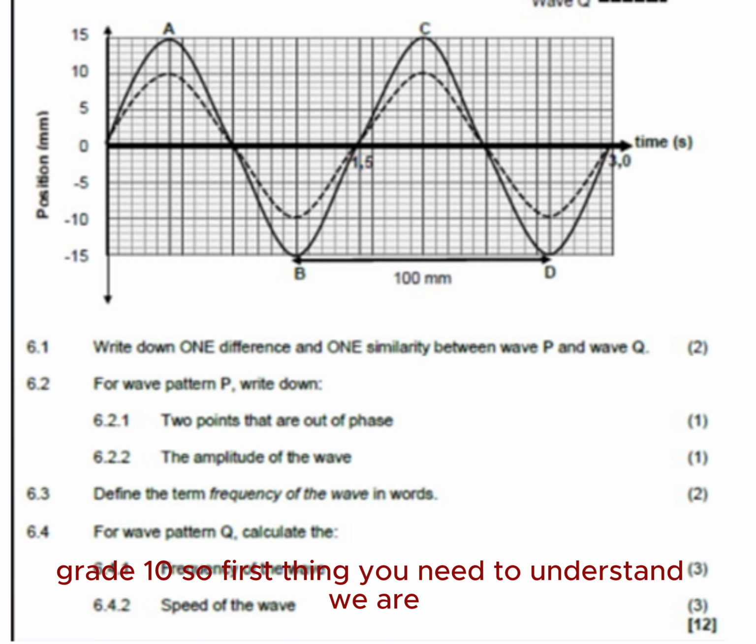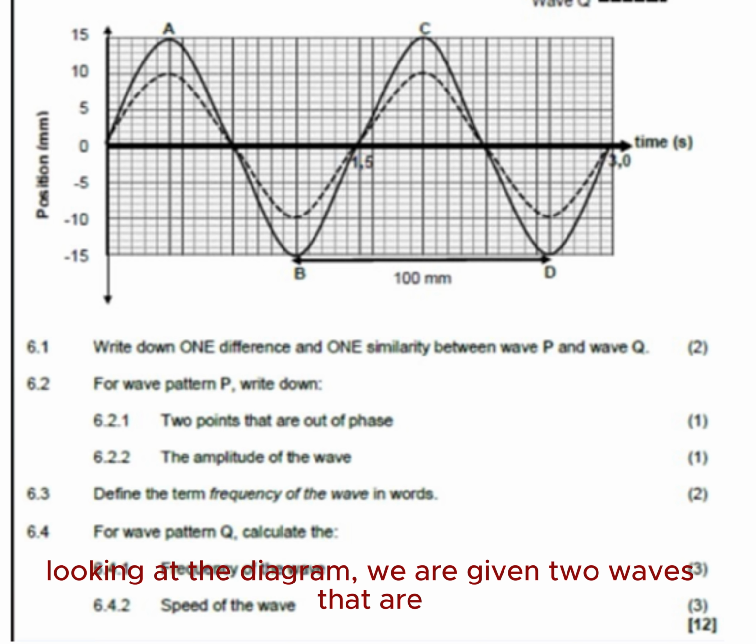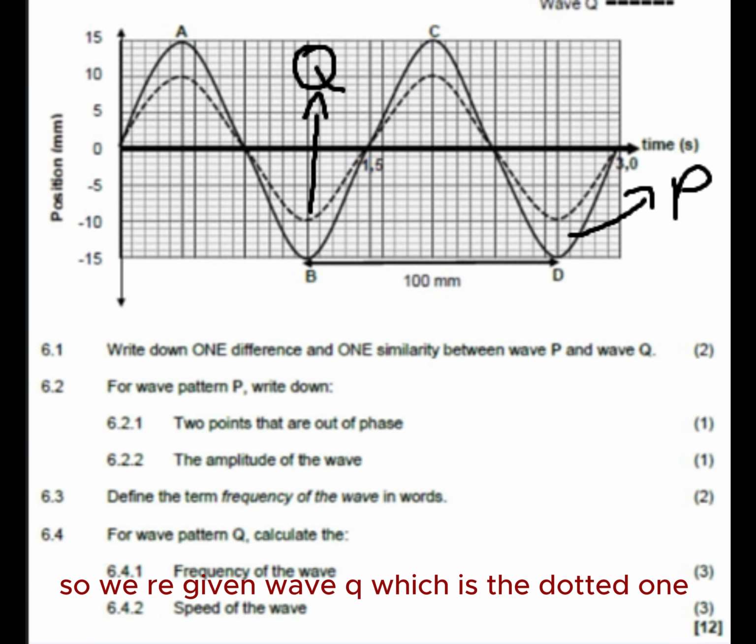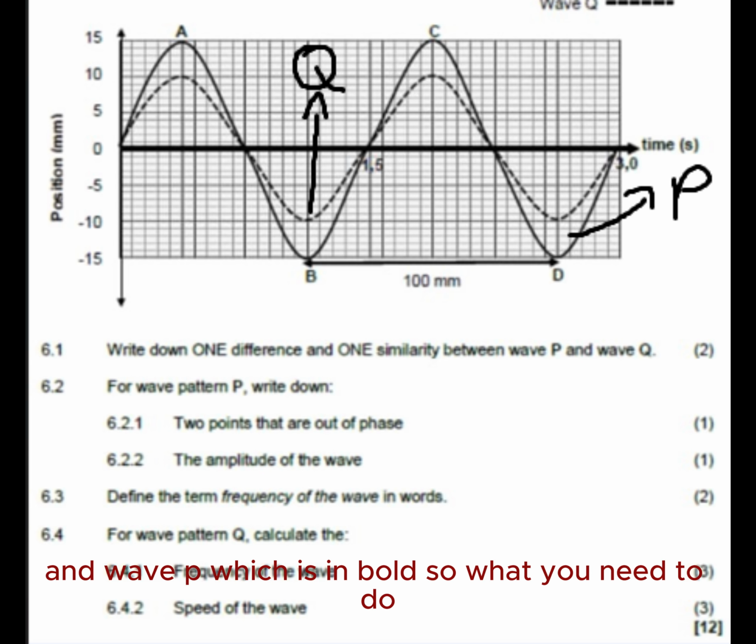Today we are looking at an exam question based on waves, grade 10. So first thing that you need to understand, you are looking at the diagram. We are given two waves that are moving on the same point of rest. We are given wave Q, which is the dotted one, and wave P, which is the one that is in bold.